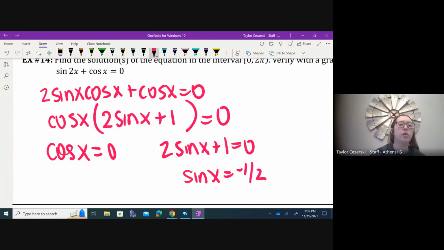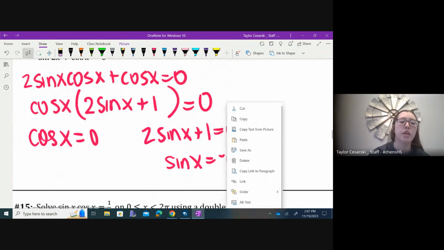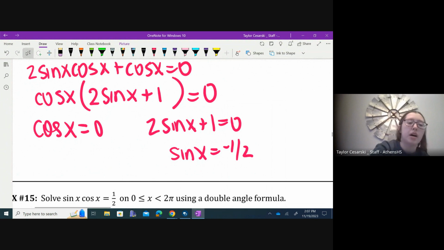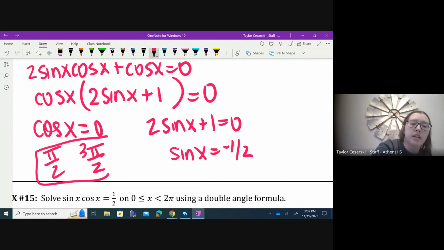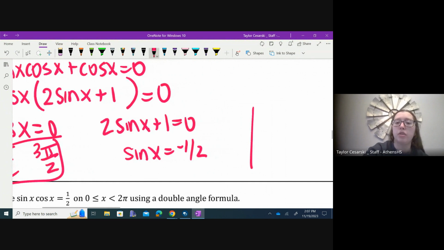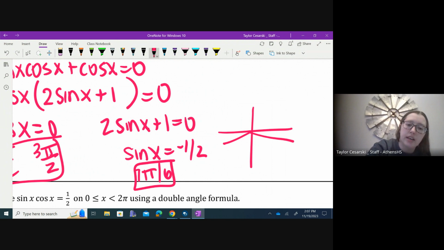All right, so we're thinking, where does cosine of x equal 0? It tells me the interval is 0 to 2 pi. Well, that's going to happen at the top and the bottom, so that's at pi over 2 and 3 pi over 2. And then where does sine of x equal negative 1/2? Well, that's going to happen in quadrants 3 and 4, and that will be right here and right here. And that is at 7 pi over 6 and 11 pi over 6.